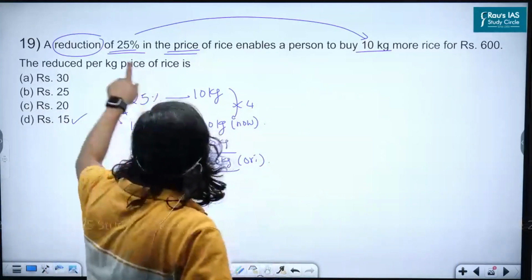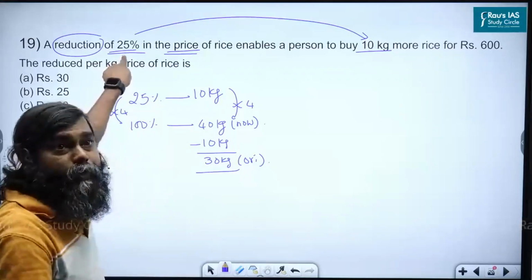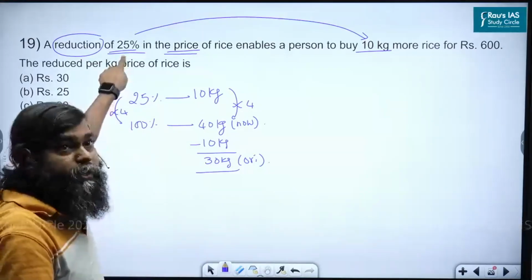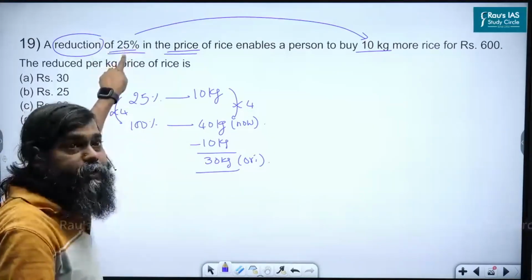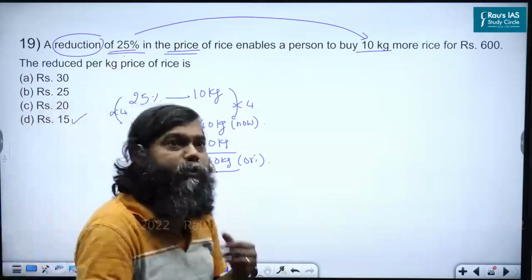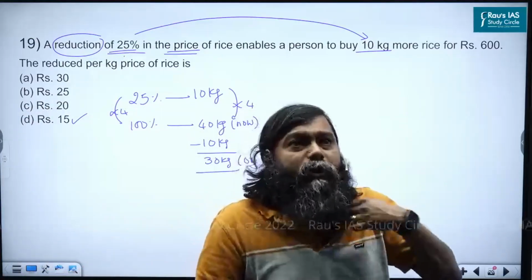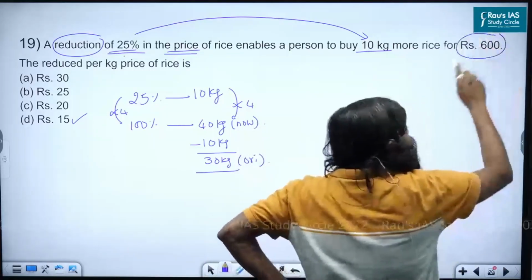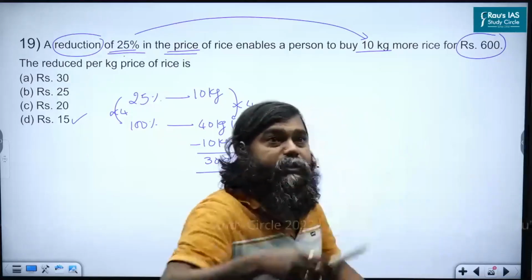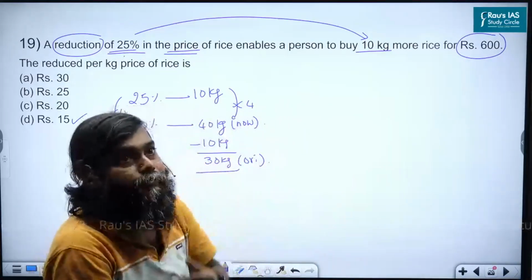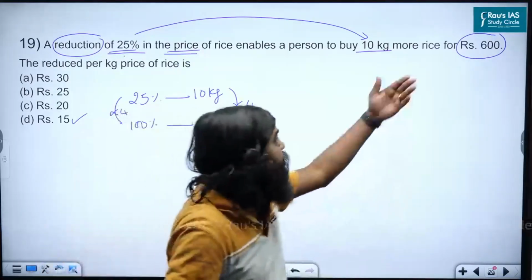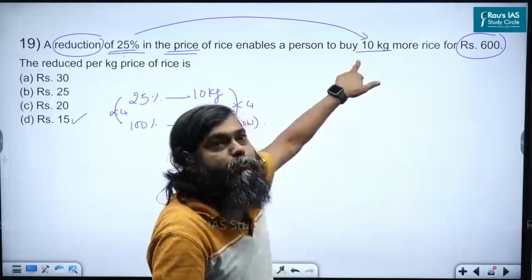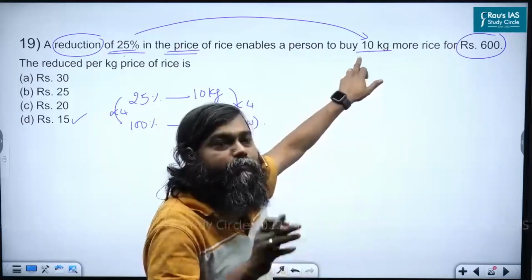Or price is synonymous with what? Expenditure. Price decreased by 25%, so your expenditure decreased by 25%. 25% of what? Earlier expenditure. What is your expenditure? Out of 600, 25% is how much? 150. With 150 rupees you are able to purchase 10 kg. Per kg how much? 150 by 10, 15 rupees per kg.